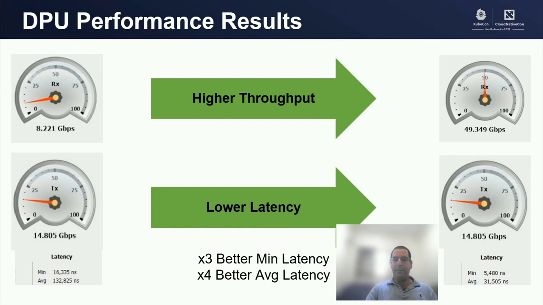Also, from a throughput perspective, on the left side we get 8 gig when we're using VETH, and on the right side we get line rate performance, 50 gig, with SR-IOV. Also, from a latency perspective, we get 4 times better latency when using SR-IOV.